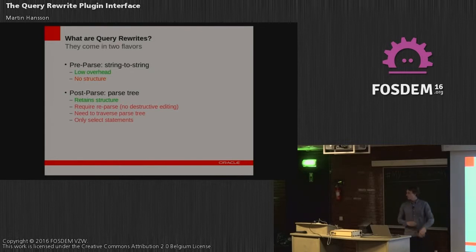The post-parse API operates on a parse tree instead. And that's good because you know the structure of the query and you can find the strings inside it. So if you're searching for a certain string constant, you will not find it inside a comment, because comments are washed away by the time you've parsed, which is very good. The downside is that you can't edit the parse tree destructively, so you have to build a new string and then re-parse that string. And you also need to traverse the parse tree, which can potentially be a performance bottleneck, because you have to remember that these rewrites are run on every query, and that can slow down your system.